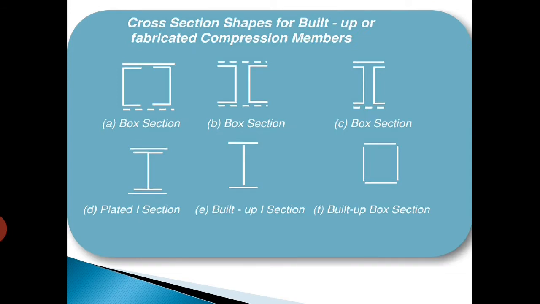So next, cross-section shapes for built-up or fabricated compression members. Figure A shows a closed channel box section with cover plate. Figure B shows an open channel section of box section. Figure C shows an open channel section of box section with cover plate. Figure D shows a plate eye section. Figure E shows a built-up eye section, and figure F shows a built-up box section. Okay, these are the cross-section shapes of built-up member.